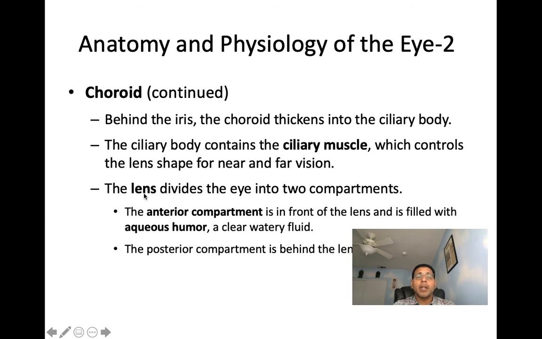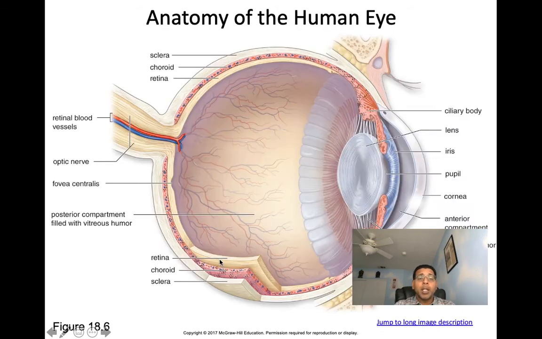Then we have the lens. The lens divides the eye into two compartments. We'll have first the anterior compartment, which is going to be found in front of the lens. And this anterior compartment is going to be filled with a clear, watery fluid called aqueous humor. Then posterior to the lens is the posterior compartment. And we'll see the posterior compartment is going to be filled with a gel-like vitreous humor you see in here. This is all gel-like vitreous humor.